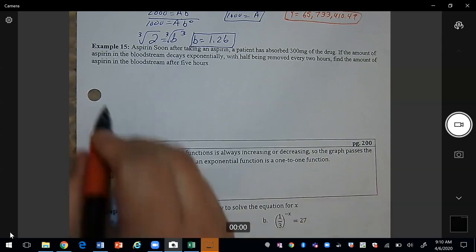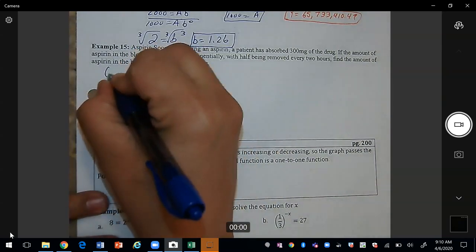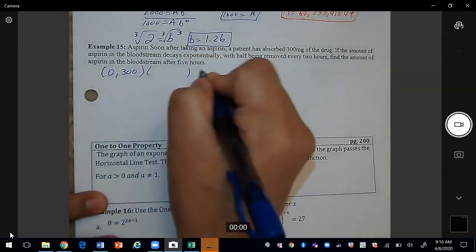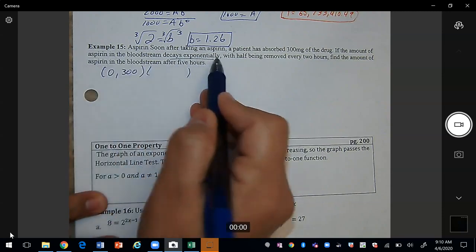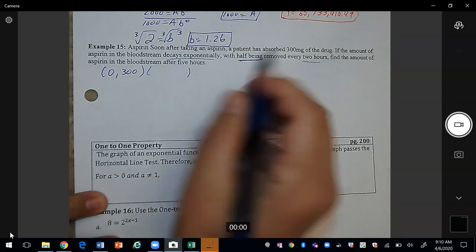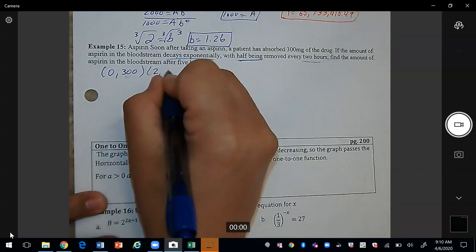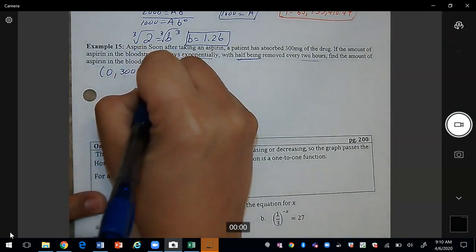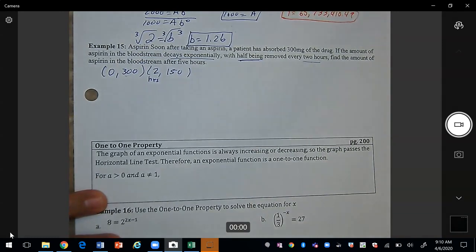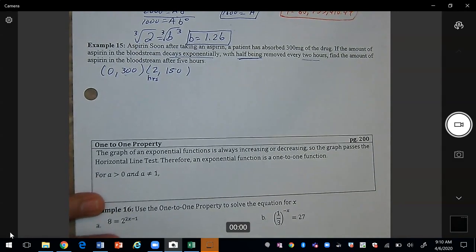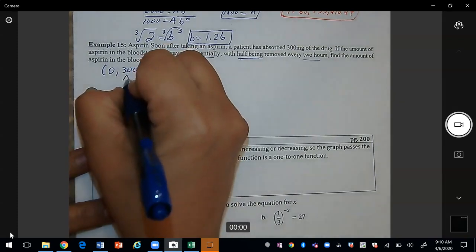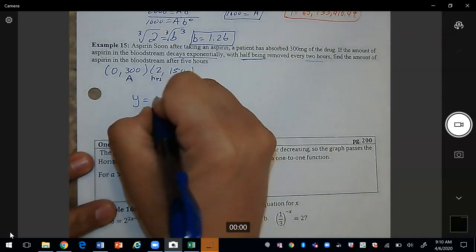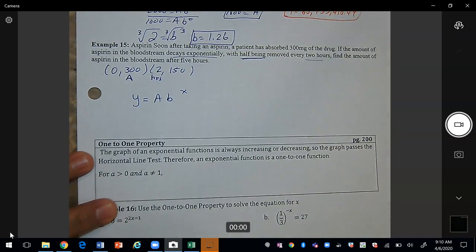So again, we need to have 2 points. So my first point will be 0 and 300, because that's what I began with. And then it tells us that the aspirin decays exponentially with half being removed every 2 hours. So after 2 hours, we're only going to have half of the 300, which is 150. Again, I always like to make a note of what my x is, the unit for x, which is hours in this case. I'm going to also say that this is already A because that's my y-intercept.